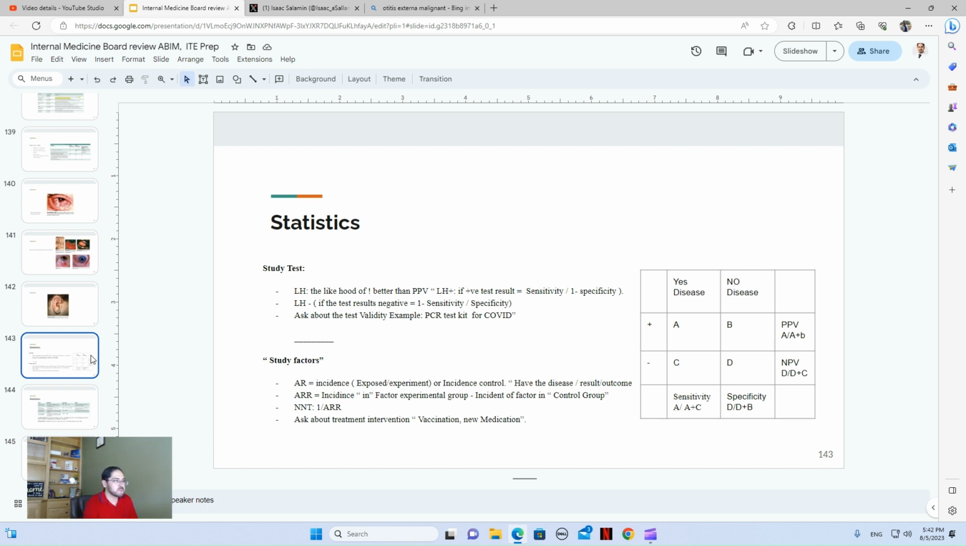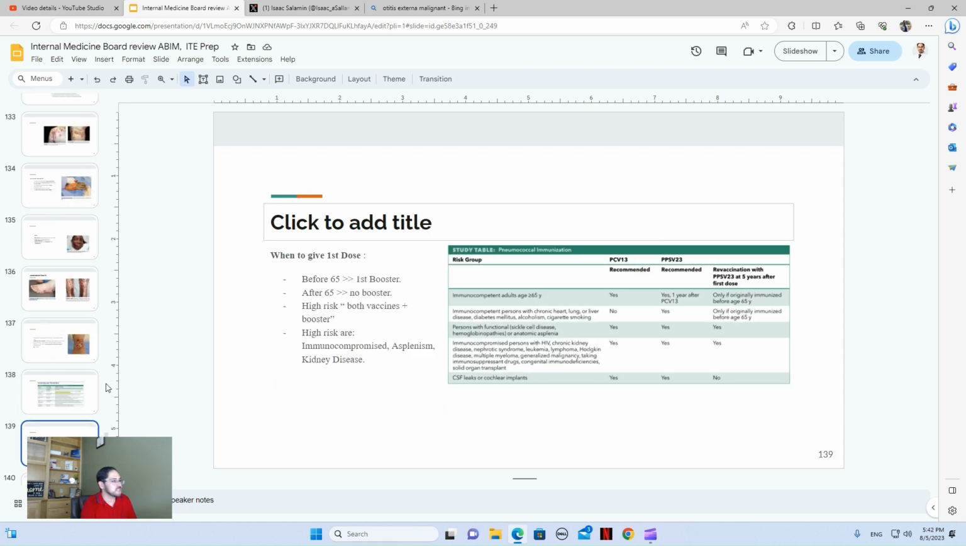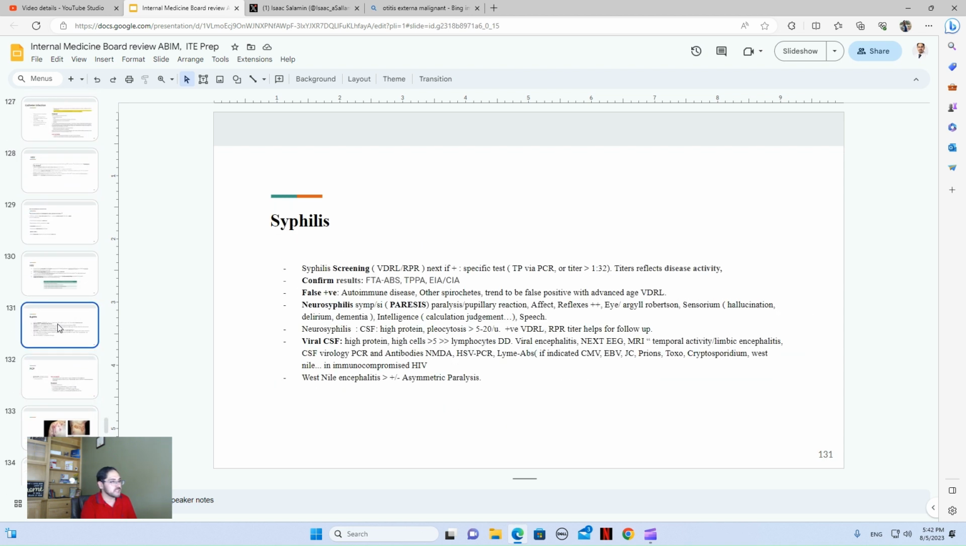And that's concluding most of our ID infection. This curriculum is not meant for you to cover the whole ID, but the most common questions on the board.